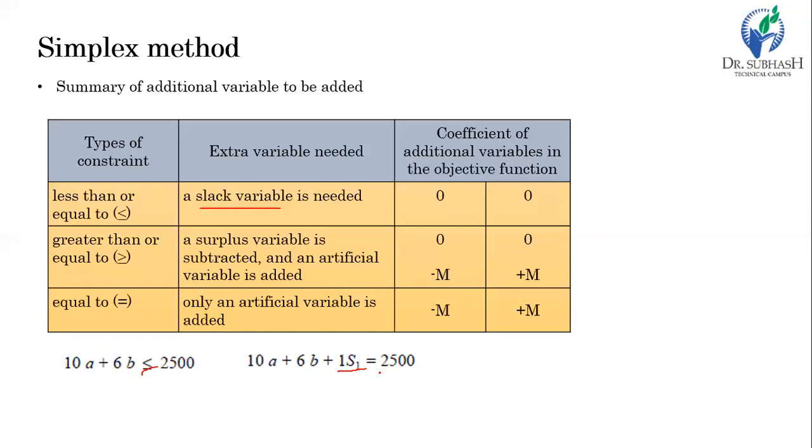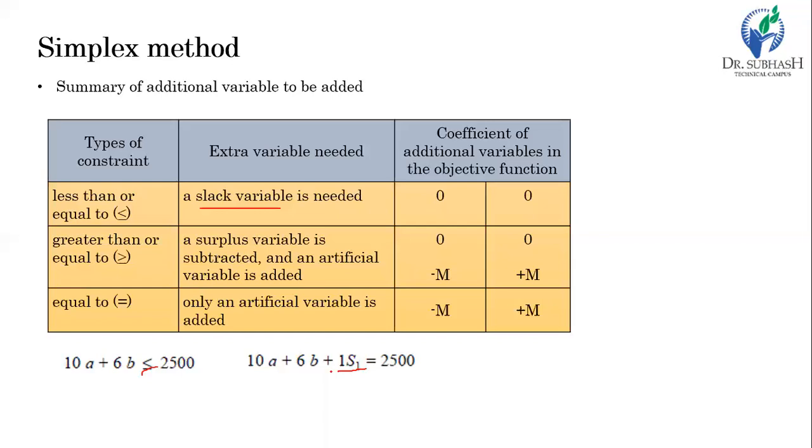So in that case, if you use only 2450, then the amount of S1 is 50 minutes. So it always indicates the unused resources or unused capacity available to us when we complete the problem. In this way, we can convert a less than or equal to type into an equality type constraint.